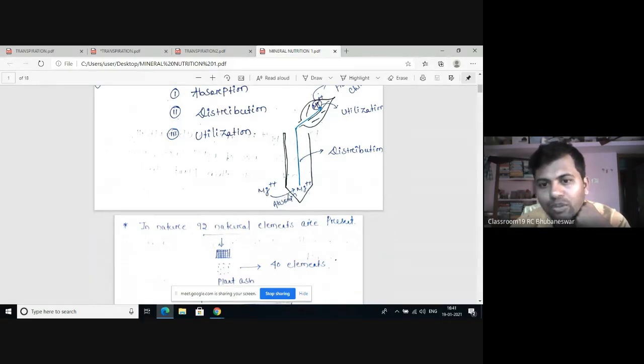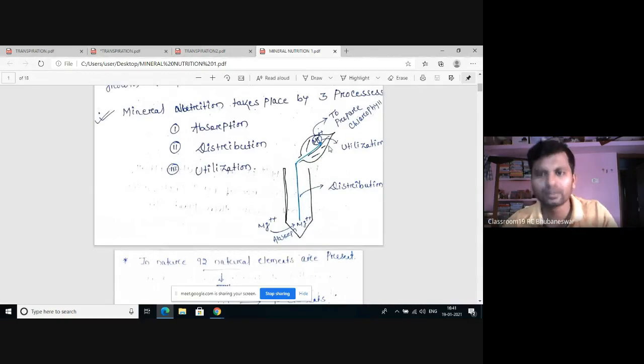This is the absorption. After magnesium has entered the root, it is transported to the part of the plant body where it will be utilized. Let this magnesium be transferred to the leaf, because in the leaf magnesium will be utilized. This is the distribution. Now come to the utilization. In the leaf, magnesium is utilized for the synthesis of chlorophyll, because magnesium is an integral part of chlorophyll, present at the center of the chlorophyll. So mineral nutrition involves absorption of minerals, distribution of minerals, as well as utilization of minerals. Got this point, all?